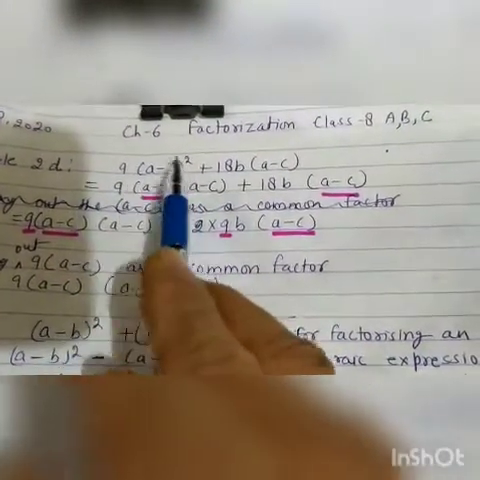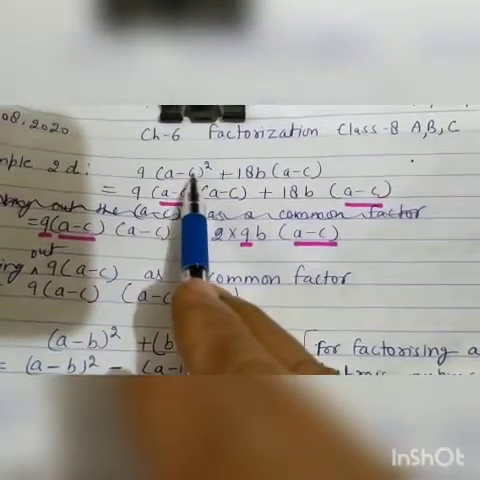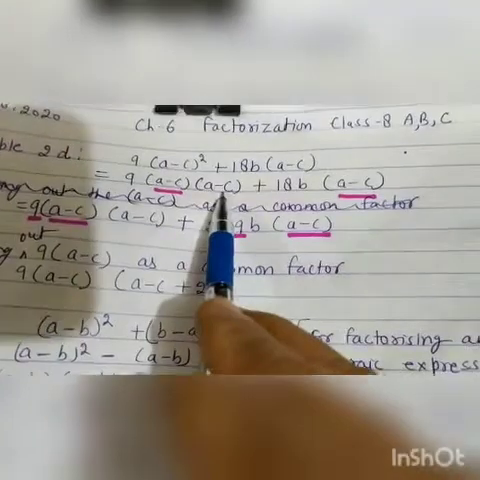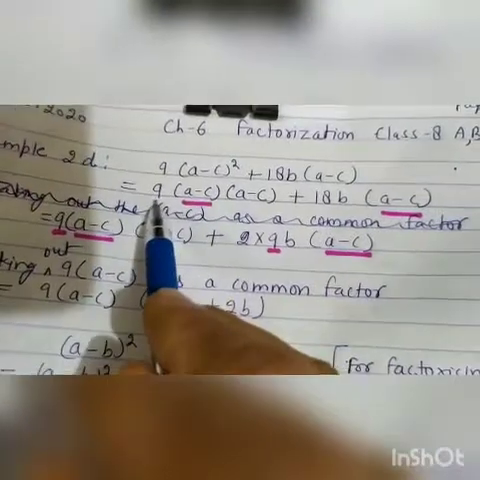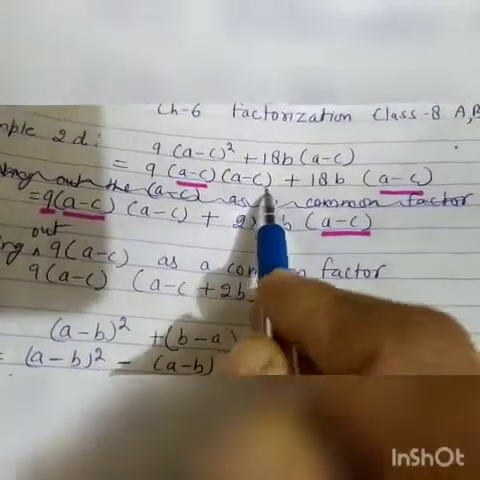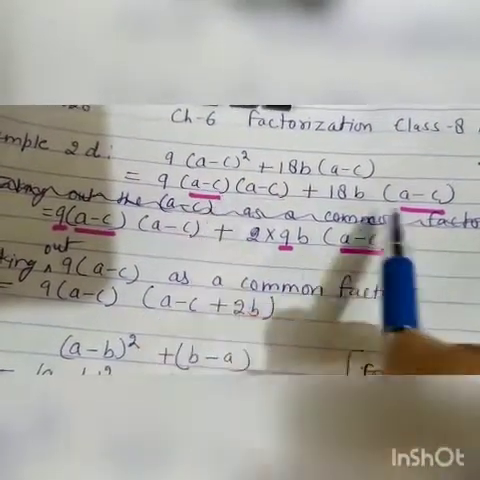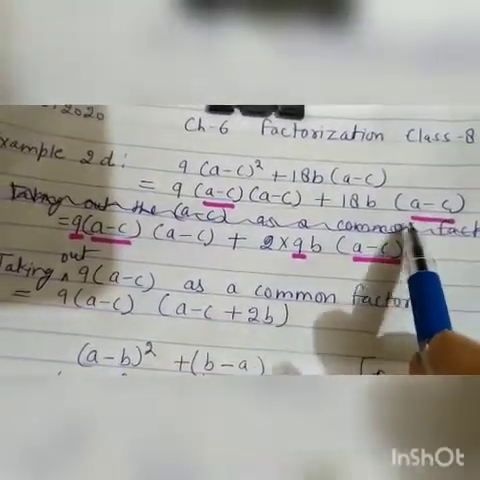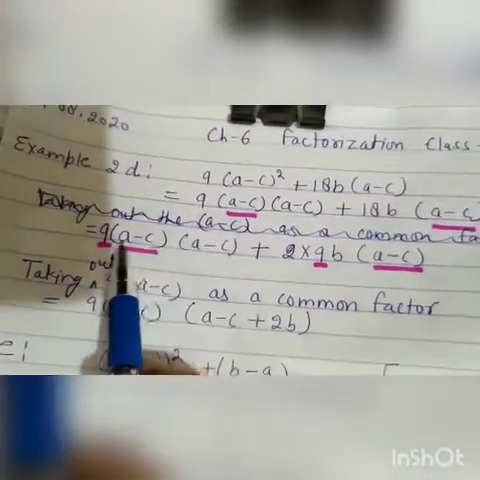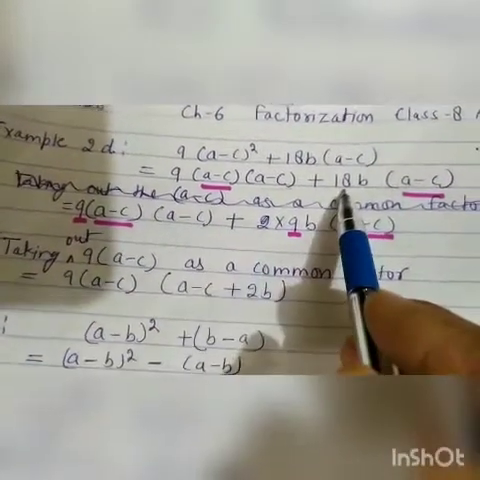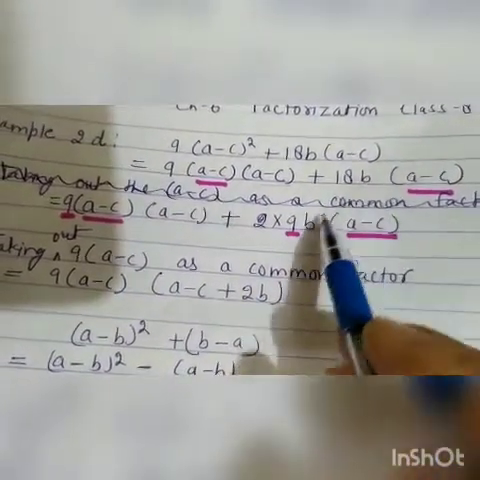9(a minus c) whole square plus 18b(a minus c). See, this 9(a minus c) whole square can be written as 9(a minus c)(a minus c) plus 18b(a minus c). Now this is its first term up to here, and this is its second term. In both these terms a minus c is common. So we will take 9(a minus c) common, and 18b can be written as 2 times 9, so 2 multiply 9 in b(a minus c).